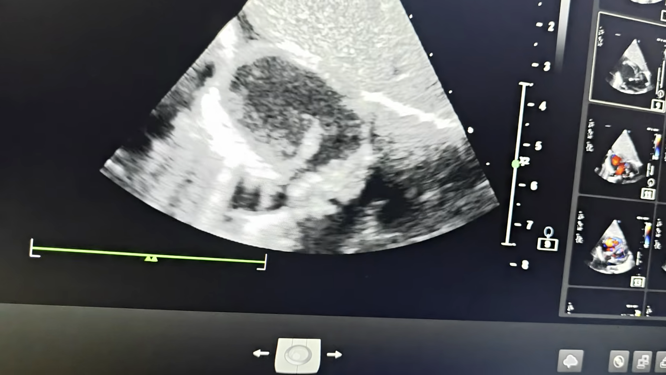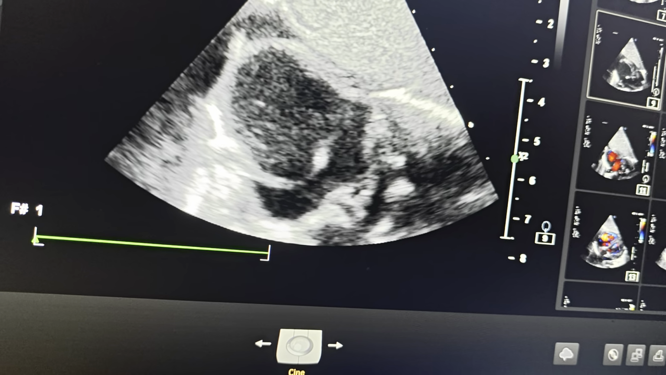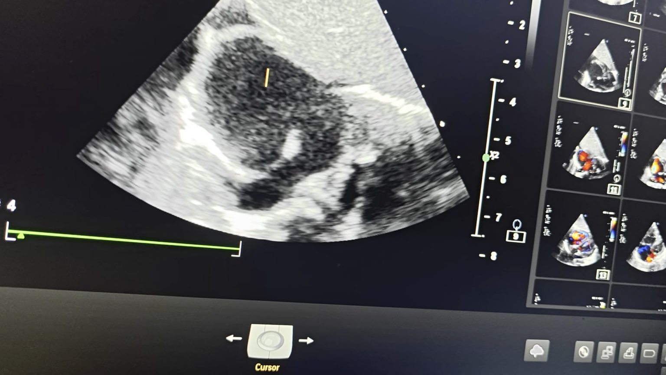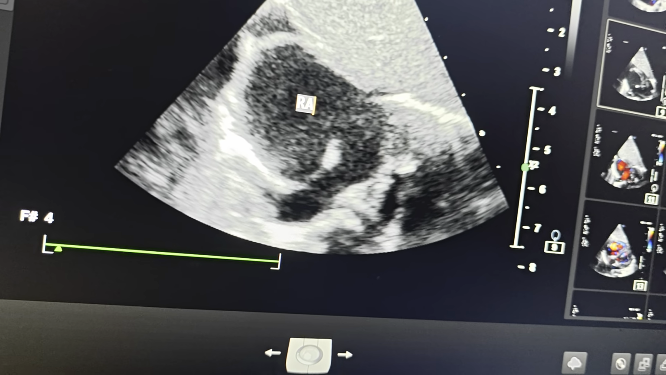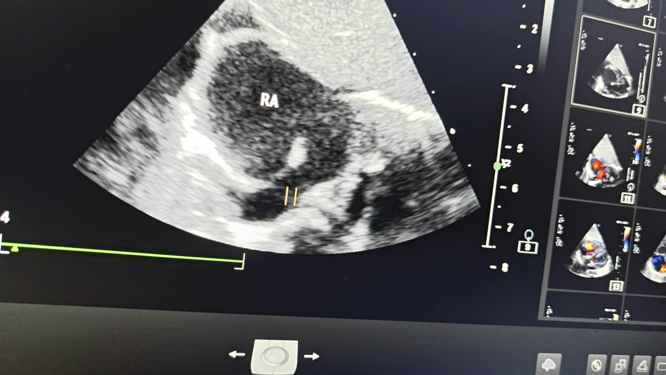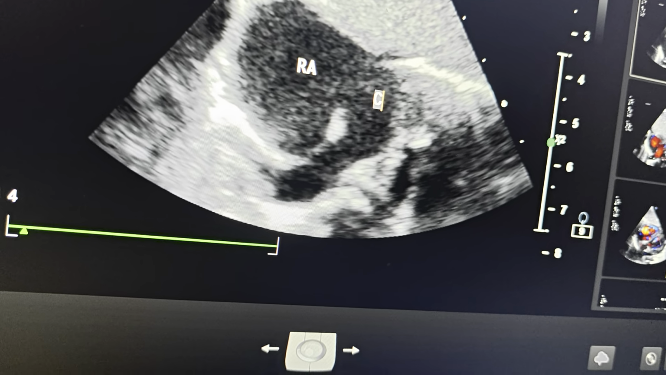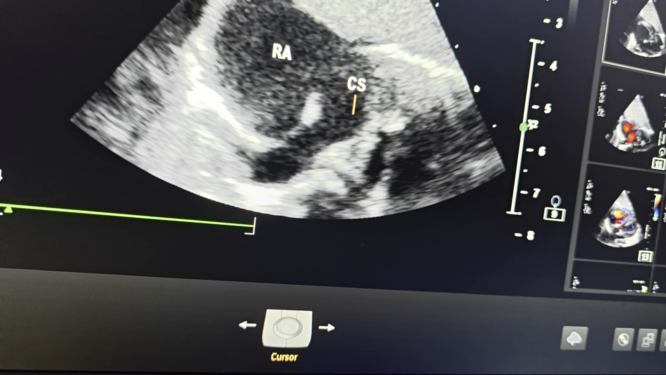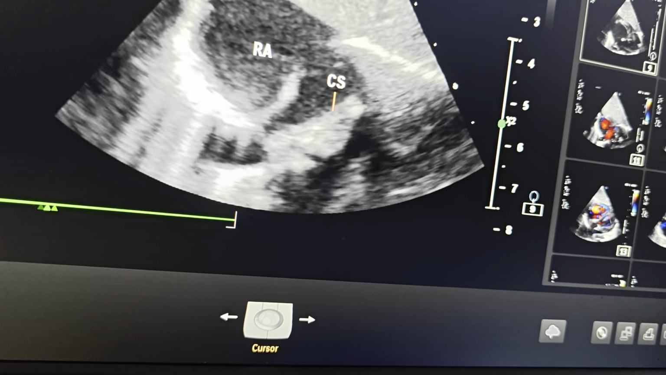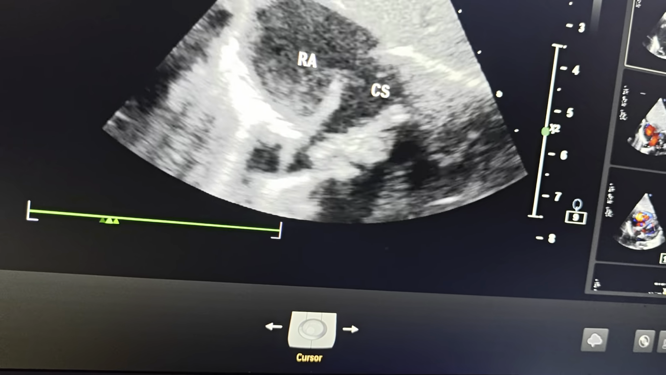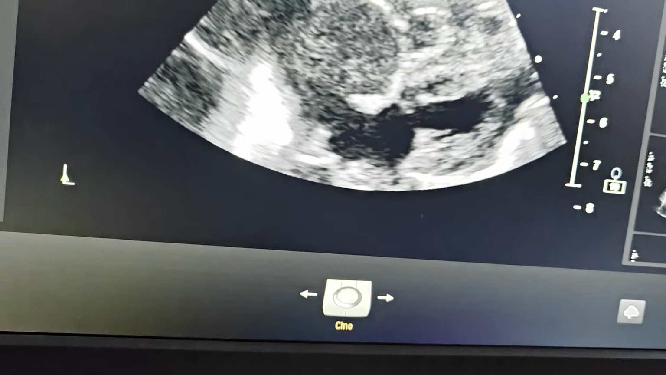The next image, you see, in this image, this is right atrium, and this is all pulmonary veins joining coronary sinus. This is coronary sinus. Now the next image.